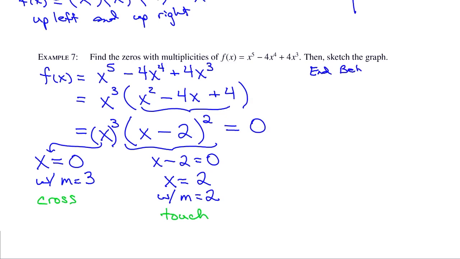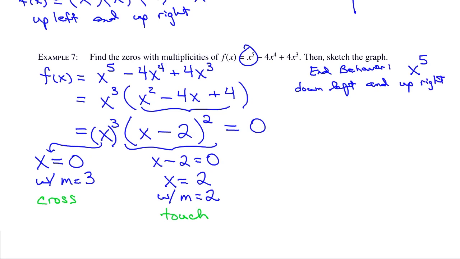The end behavior is based on the degree and the lead coefficient. So this is 1x to the 5th. So that means it's going to be down left and up right, based on the chart on the other page.